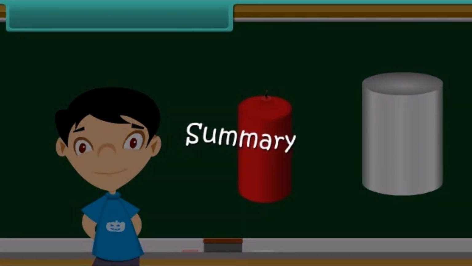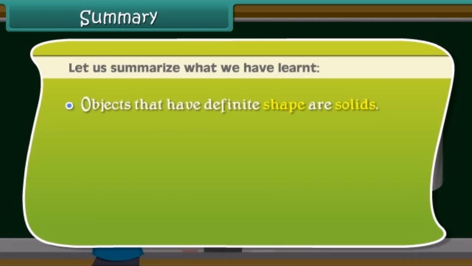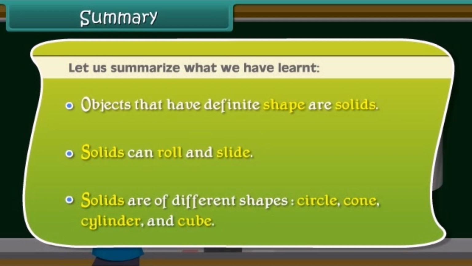Summary. Let us summarize what we have learned. Objects that have definite shape are solids. Solids can roll and slide. Solids are of different shapes: circle, cone, cylinder, and cube.